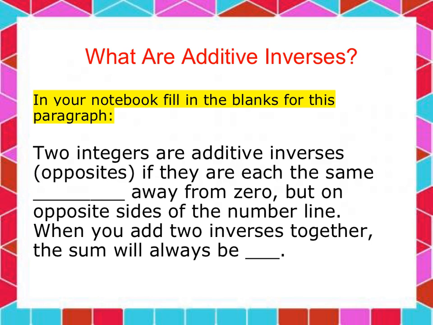Pause me, give yourself a chance to think, and then come back and check. Time to check. Two integers are additive inverses, or opposites, if they are each the same distance away from 0, but on opposite sides of the number line. When you add two inverses together, the sum will always be 0.